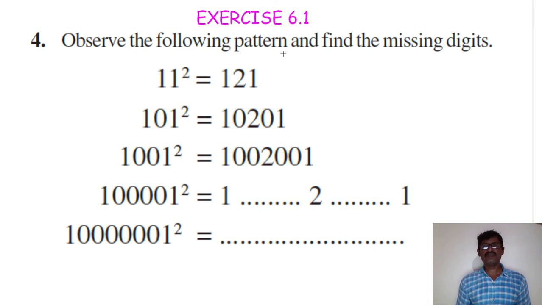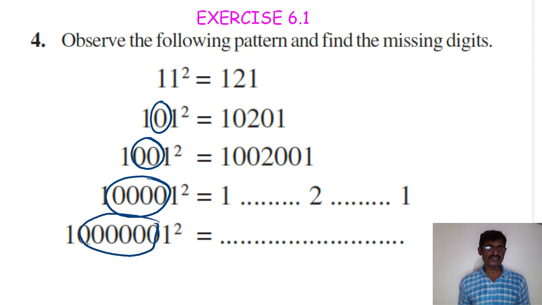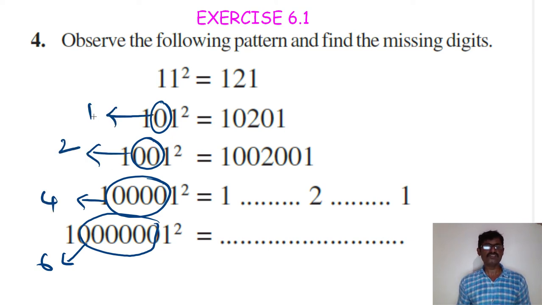Observe the following pattern and find the missing digits. Here 11 square equal to 121, 101 square equal to 10,201, like that we have. Now if you observe the pattern at the left side, first 11 square, then 101 square, then 1001 square. That means here we have 1 zero, here 2 zeros, then 4 zeros, and then 6 zeros. Here 6 zeros, here how many? 4 zeros, here 2 zeros, and here 1 zero.